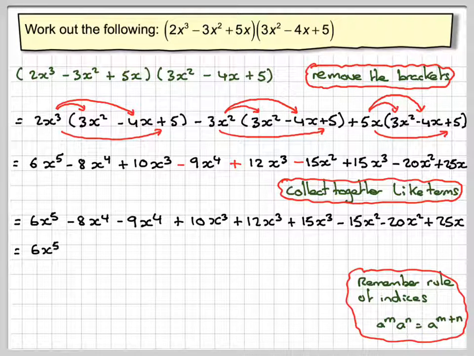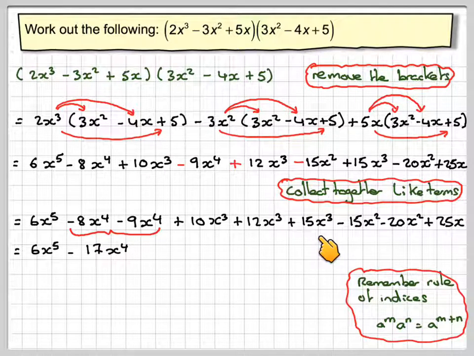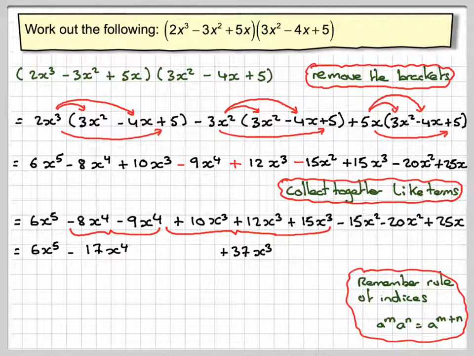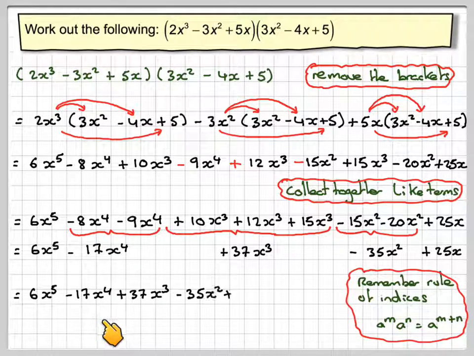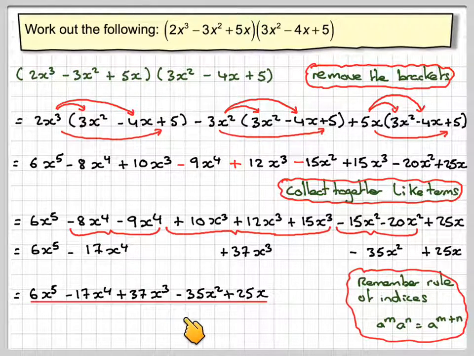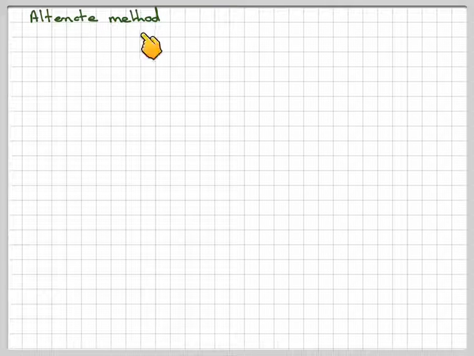And then what we do, we get 6x to the 5, minus 8 minus 9 gives you minus 17x to the 4. 10 plus 12 plus 15 gives 37x cubed. Minus 15 minus 20 gives minus 35x squared plus 25x. So the final answer is 6x to the 5 minus 17x to the 4 plus 37x cubed minus 35x squared plus 25x.